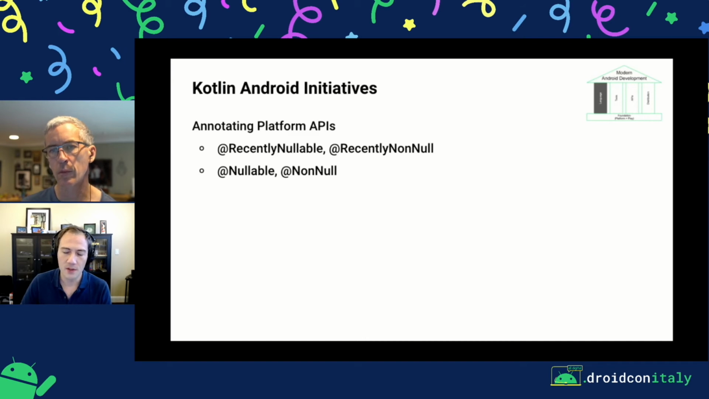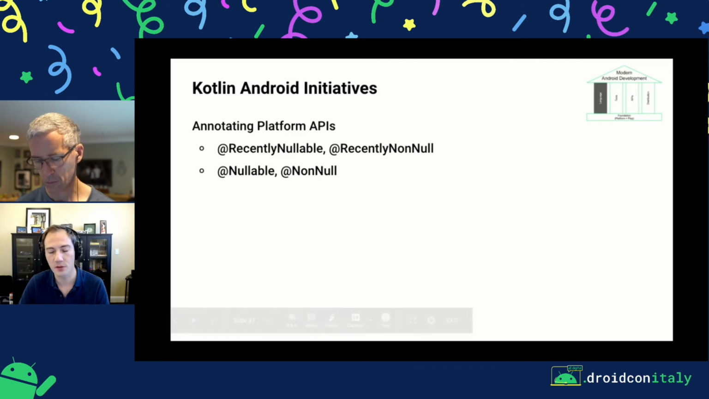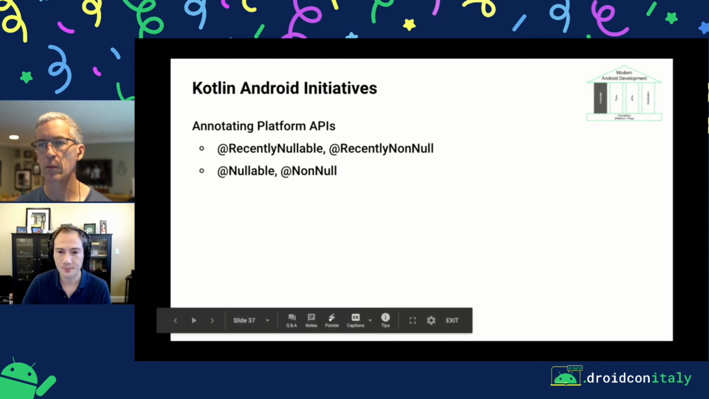Now, a little twist on that is that we also have these @RecentlyNullable and @RecentlyNonNull annotations. And those, instead of causing a compilation error like nullable and nonnull, will cause a warning. So we use that when we add the annotations to a type at first, and then later on, we replace those recently versions with the regular annotations so they turn into errors. It's just a way for us to help you get ready without breaking your compilation right away.